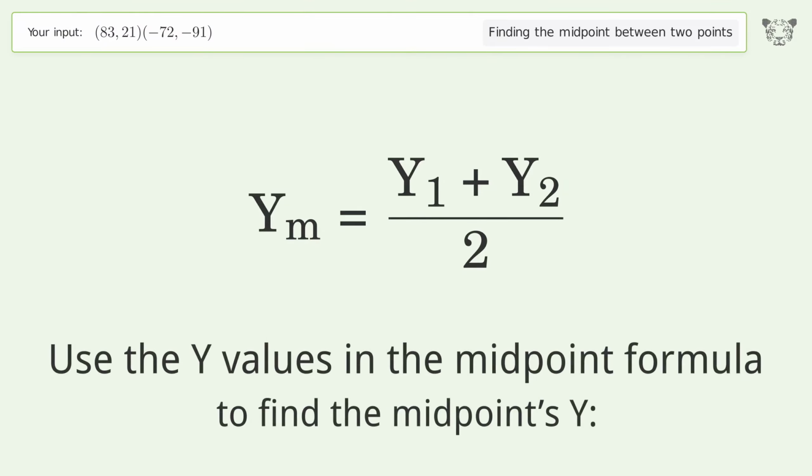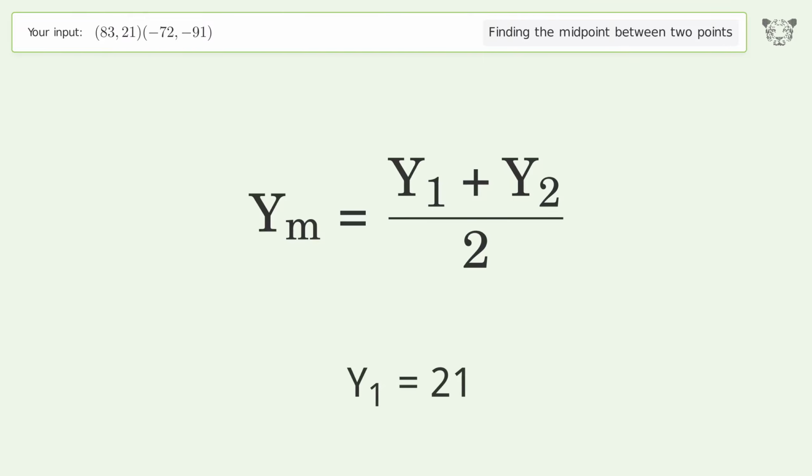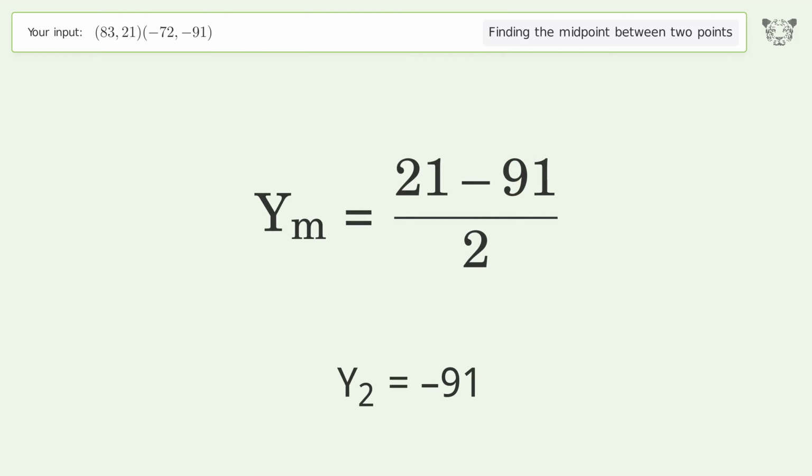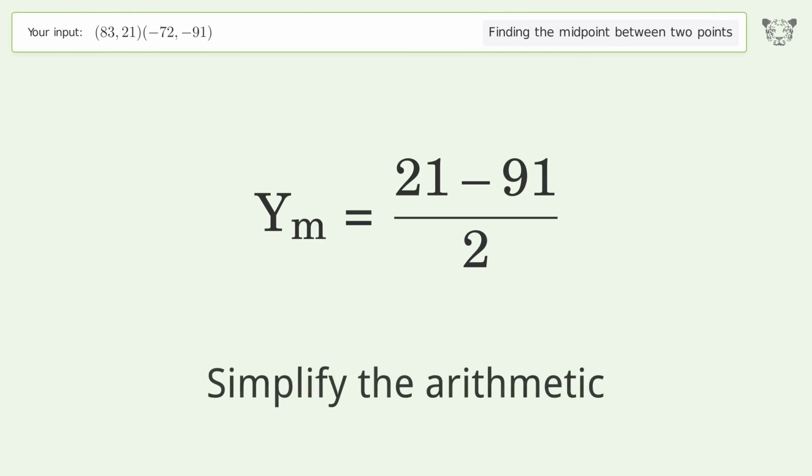Use the y values in the midpoint formula to find the midpoint's y. y1 equals 21. y2 equals -91. Simplify the arithmetic.